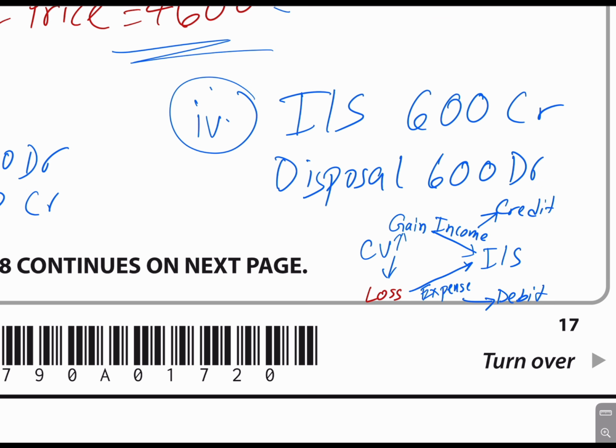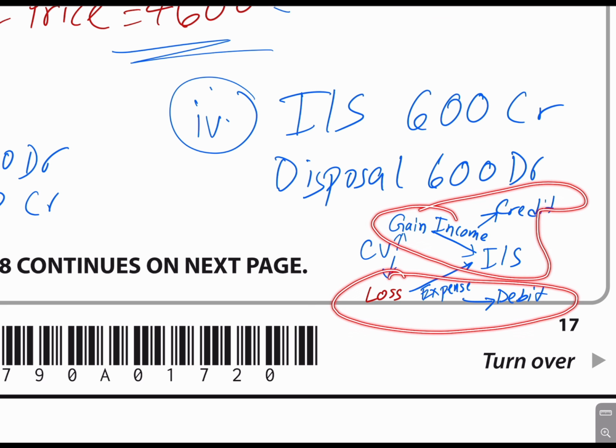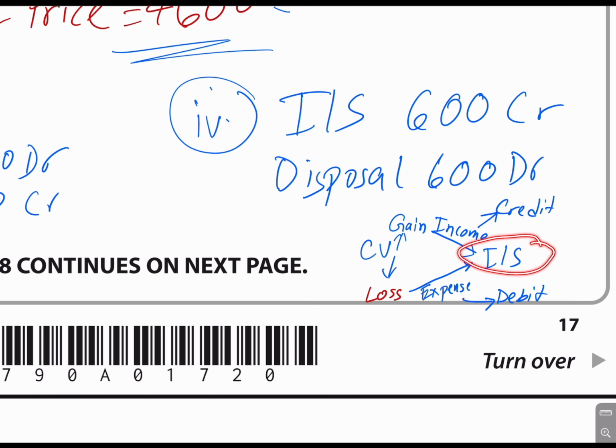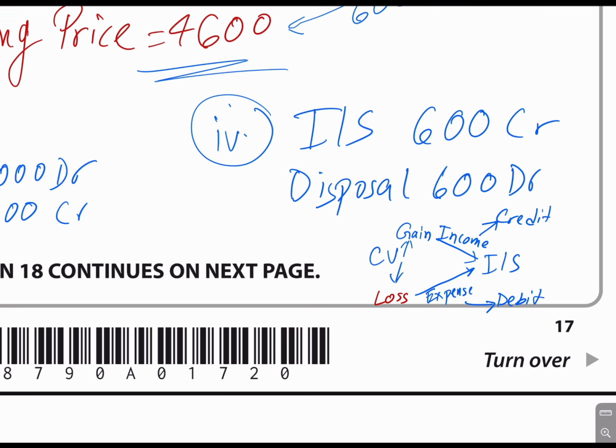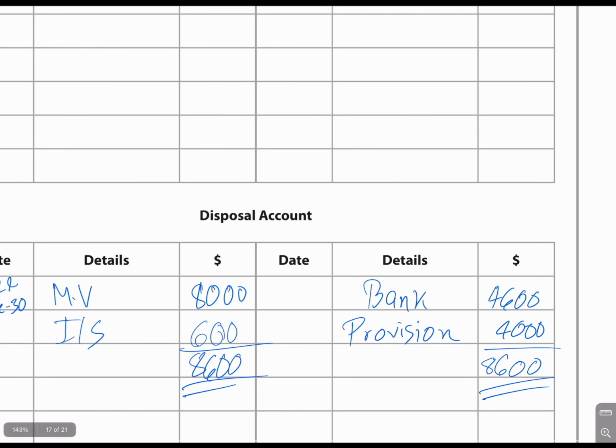Now income is a credit item, and expense is a debit item. So if you are gaining, your income statement would be credited. If you're making a loss, it's an expense. Your income statement will be debited. Basically, your income statement represents the gain or loss that you have realized when selling your asset. So this is the disposal account.